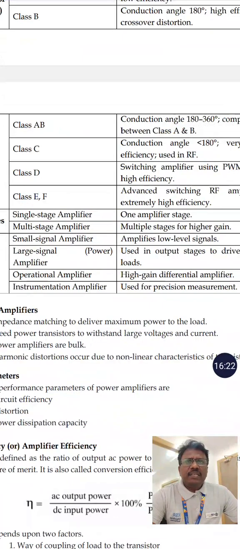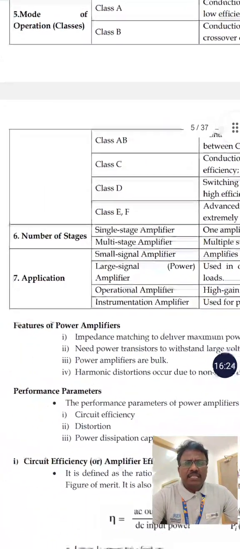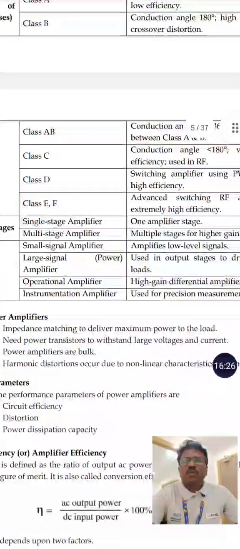Next, classification based on application. The first one, small signal amplifier. This amplifier handles very weak input signals. It may be only a few millivolts. The objective is accurate amplification, not high power. It is used in sensors, medical instrumentation, and audio preamplifiers.